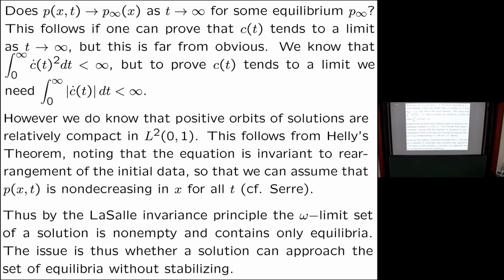So the issue is then, we've got a continuum of equilibria. We know that any solution approaches this continuum of equilibria. The issue is whether it stabilizes, or if it doesn't, then it would creep very, very slowly around this continuum of equilibria, getting closer and closer without ever stabilizing to a particular element of the set of equilibria. So that's the issue.